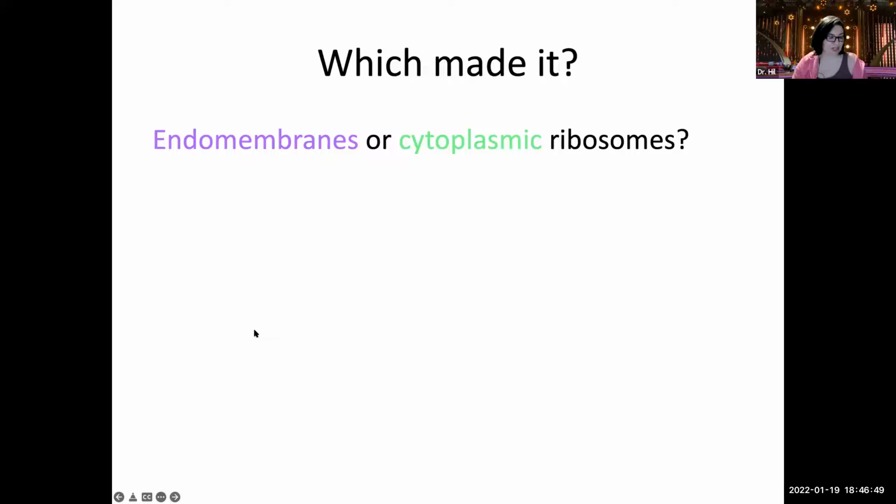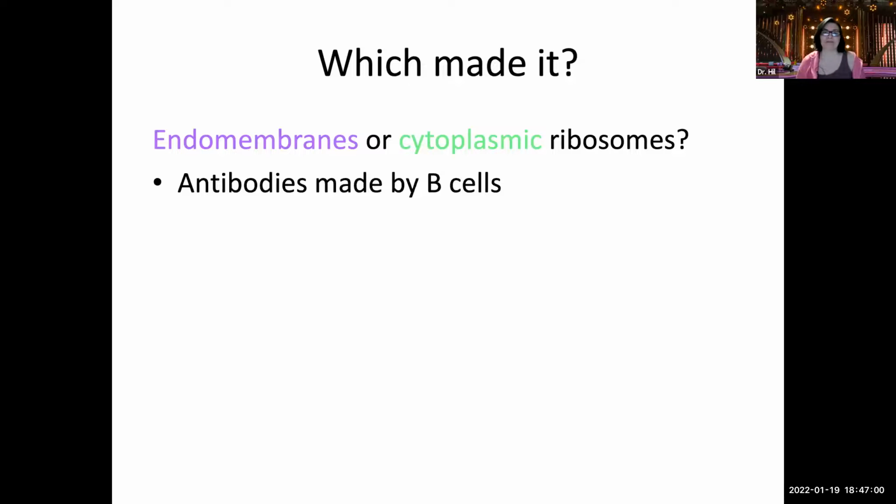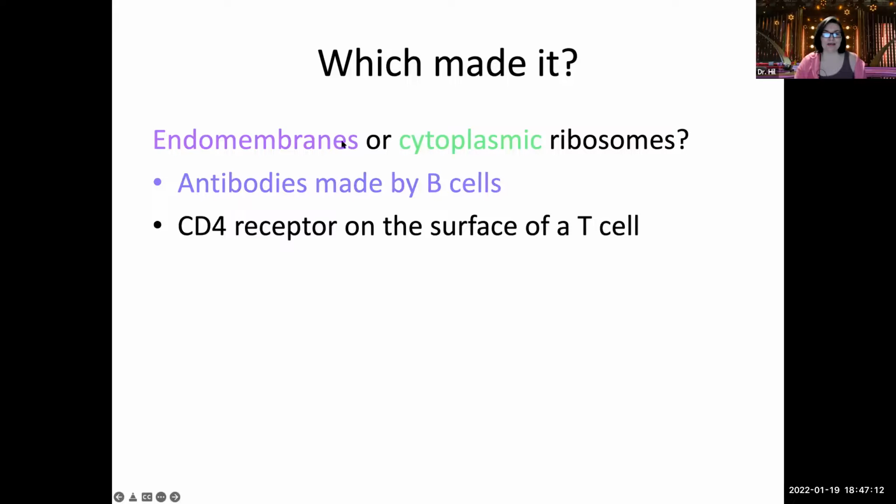Let's briefly check in and see if we understood some of that. Which made it, the endomembrane system or a cytoplasmic ribosome? Antibodies made by B cells. Endomembrane system made it, or cytoplasmic ribosome? Correct. Endomembrane system had to step in.